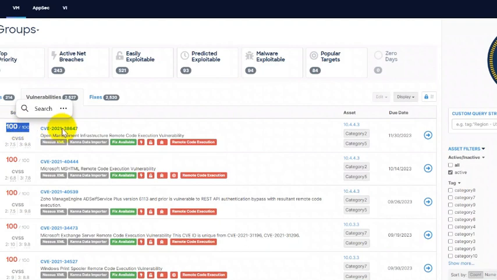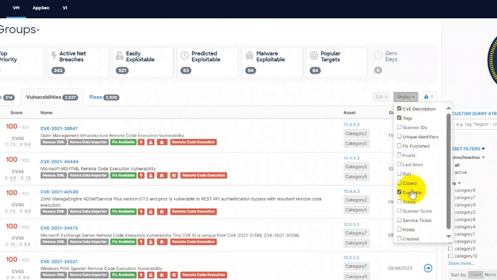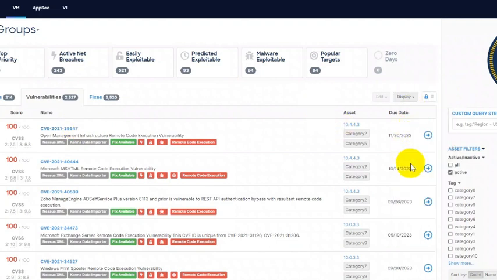So this is the CVE ID, which you can click and get much more detail regarding the description, effects, known exploits and known malware. We can also click on display and see the due date for the service level agreement.